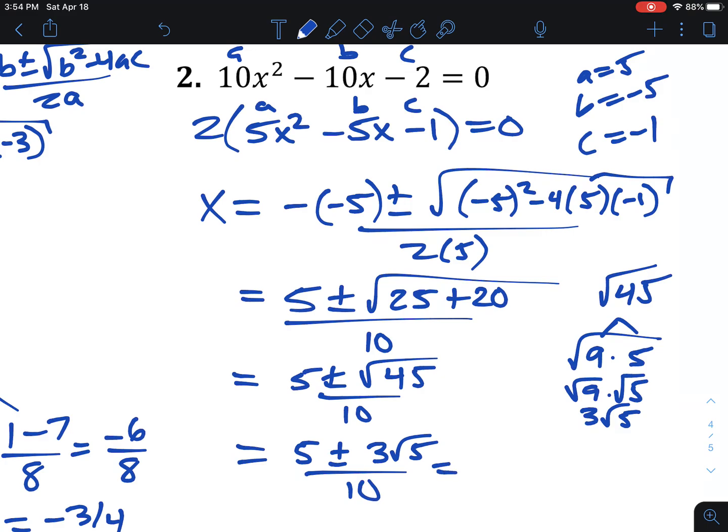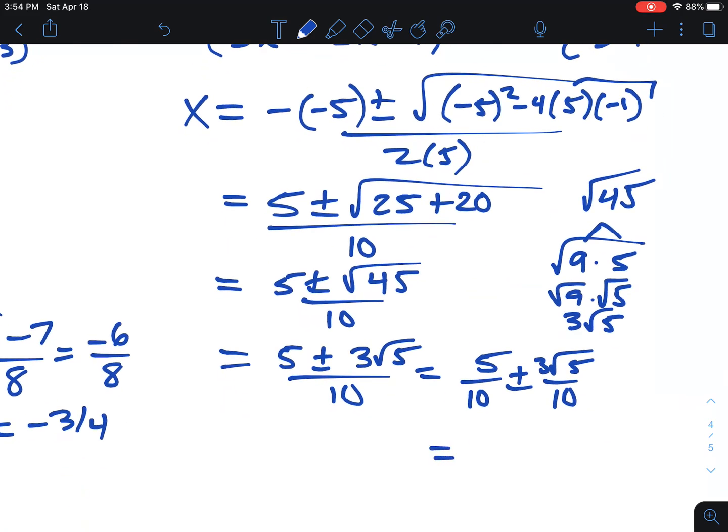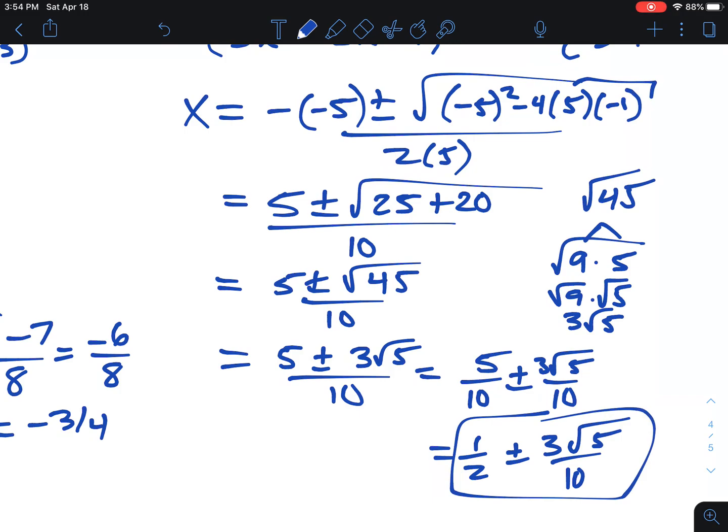Which, I mean, we could simplify a little bit further from there. It's not going to look super nice, but this is totally fine to leave it like that too. You could make it 5 over 10 plus or minus 3 square root of 5 over 10. This 5 over 10 you could call 1/2, but then that's about it. The 3 and the 10 on the bottom don't simplify, and you definitely can't simplify these two things because one's in a square root and one is not. So don't try and do that. So this I'd actually leave just like that as our answer.